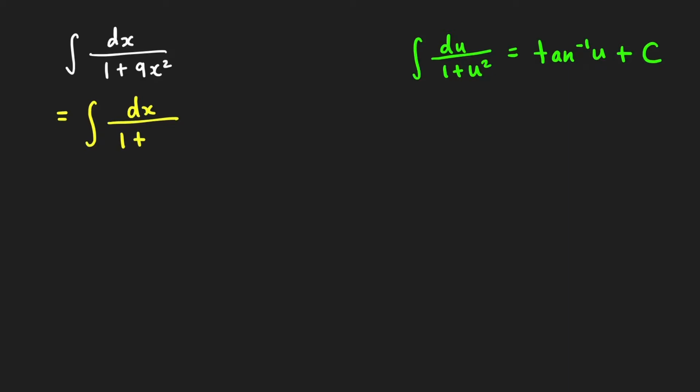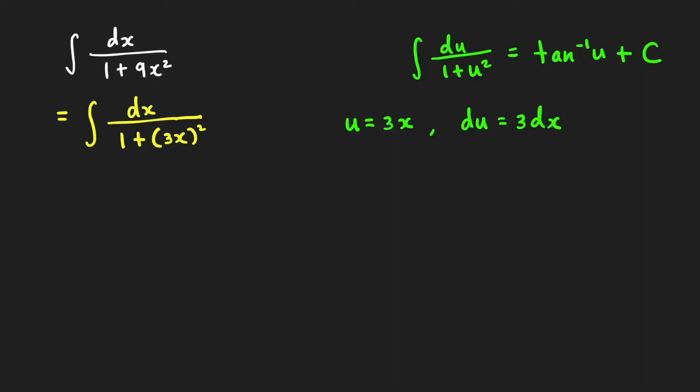And 9x squared can be written as something squared, so that is a 3x quantity squared. So in this case, if we want to write our integral in this form, then we have to set the 3x to be our u. So we let u be equal to 3x. And if u is equal to 3x, then our du is just equal to 3 dx.